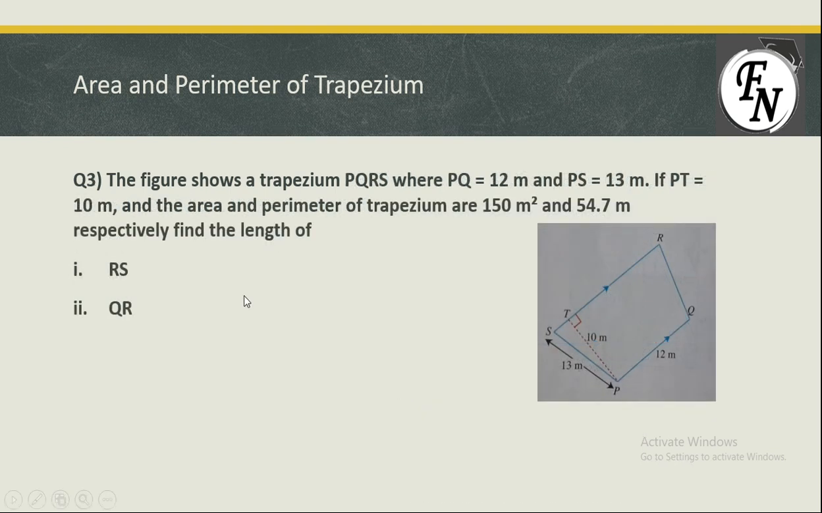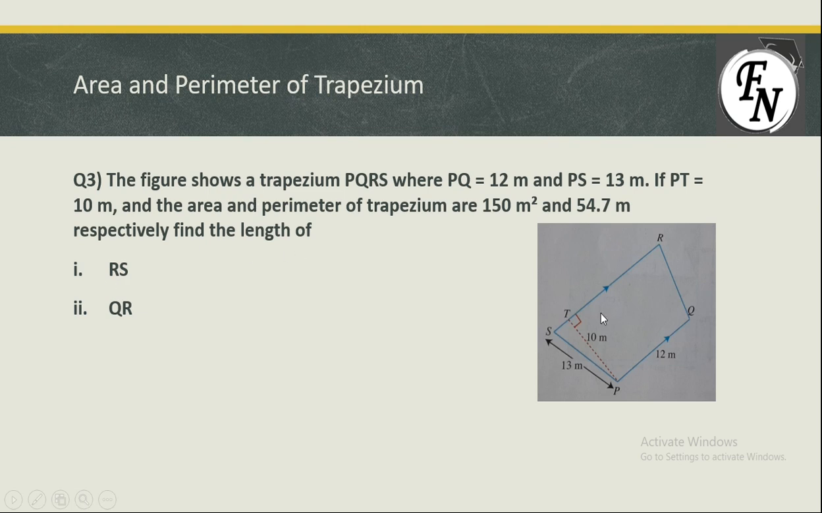So, discussing one more question, this is a trapezium again. SR and PQ are parallel sides as shown here, and this 10 is the height, which is perpendicular to the parallel lines. The figure shows a trapezium PQRS where PQ is 12 meters and PS is 13 meters. If PT is equal to 10 meters and the area and perimeter of the trapezium are 150 meters squared and 54.7 meters respectively, find the length of RS.